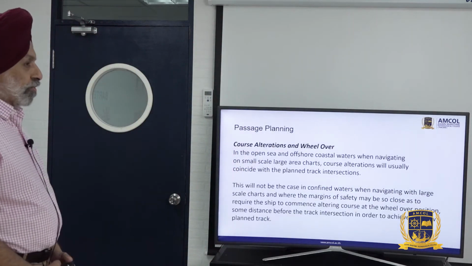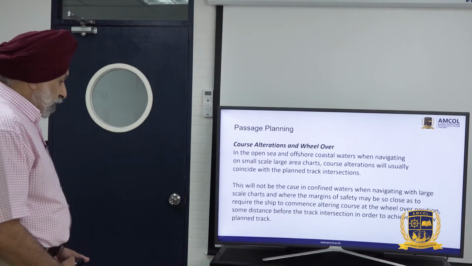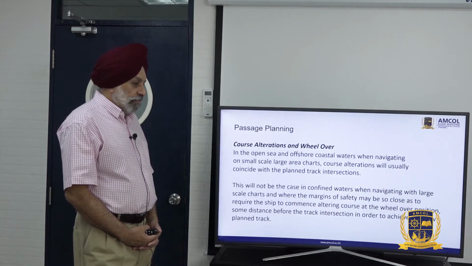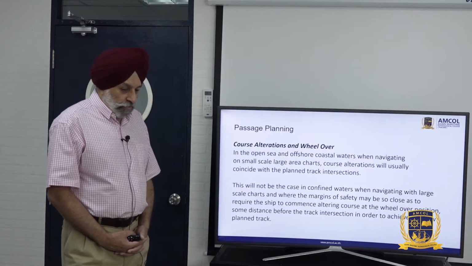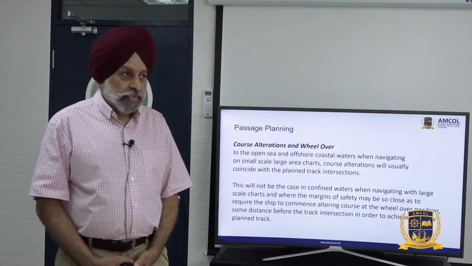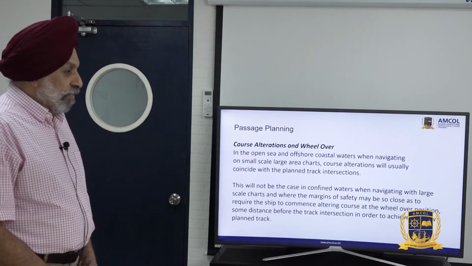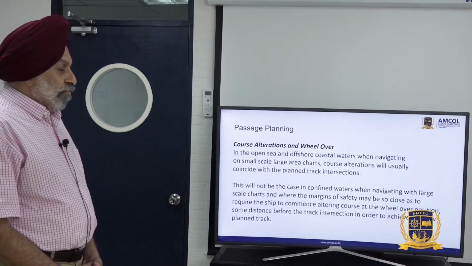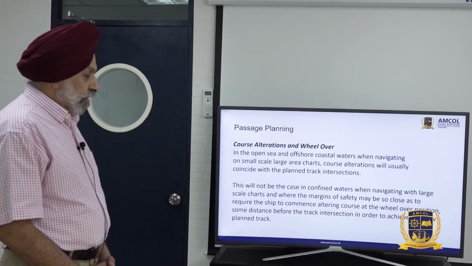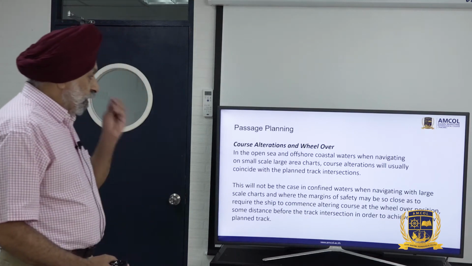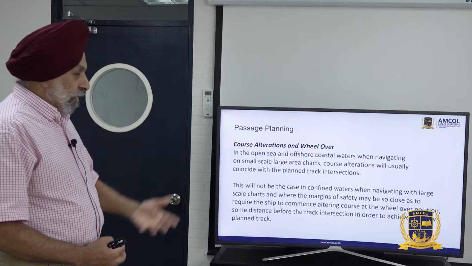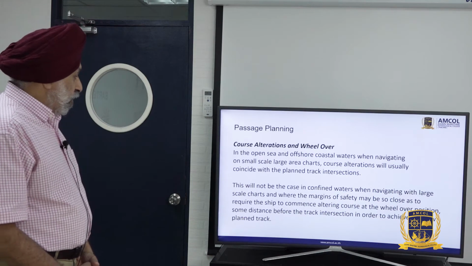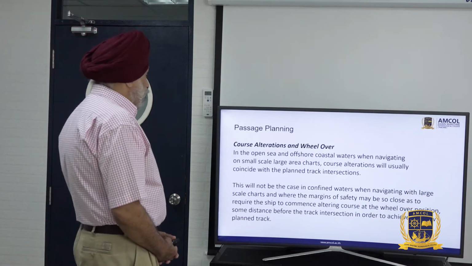The next is course alteration. Course alteration in a passage plan is a very critical activity. The officer of the watch has to be sure that the ship has arrived at the position at which the course has to be altered. Before alteration of course, the officer of the watch has to be sure that there is no navigation hazard around the vessel. He has to recheck the position, and also he needs to mark a wheel over position.